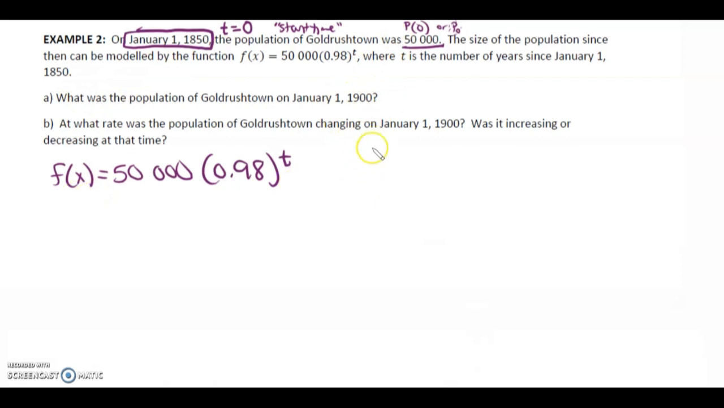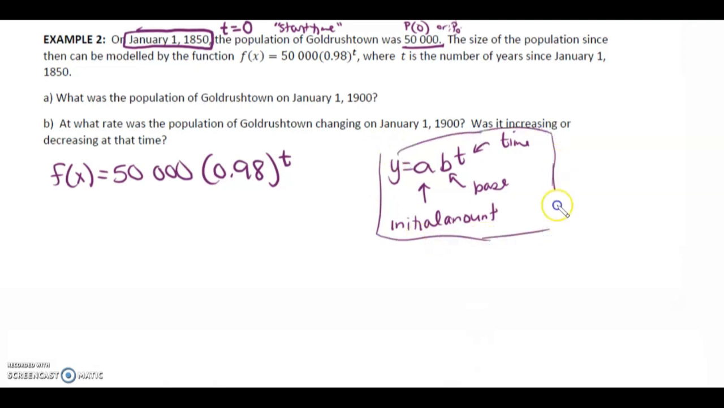Okay, so if we talk about this, this is in the form y equals a b to the t. A is usually the initial amount, as long as there's not a shift up and down. B is the base, and t is the time, usually in years. This is fundamentally how we create an exponential function.